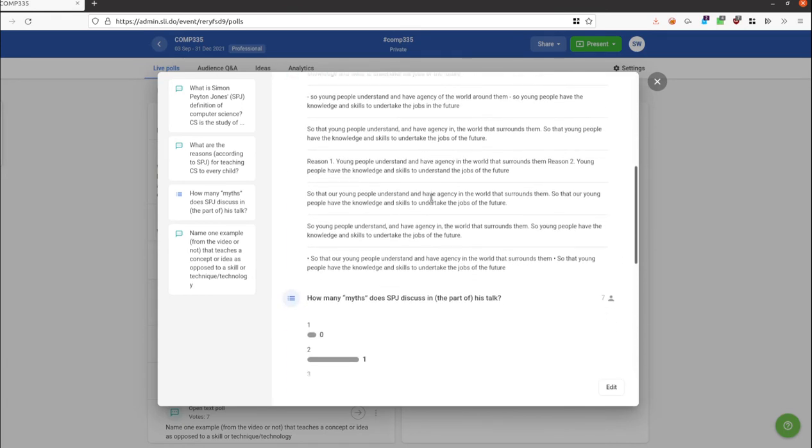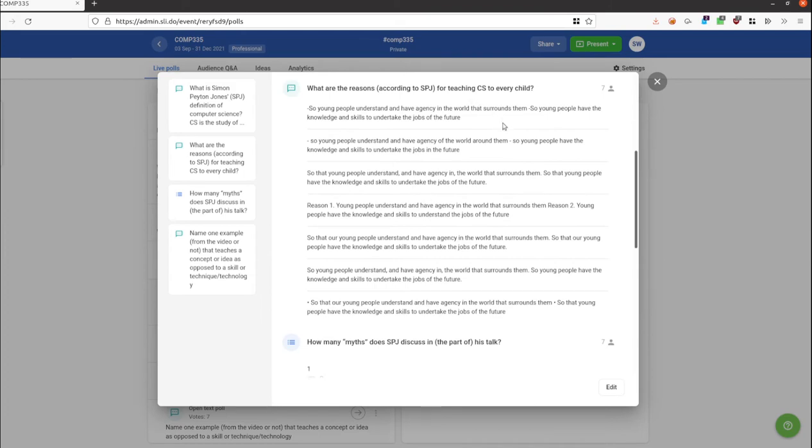There are many good reasons for teaching computing. I think he lists mainly two. Paraphrasing, give students the ability to understand what's happening around them. And if the world around them uses computers, they probably should understand something about them. And the second reason is jobs, to find a job after they leave school.